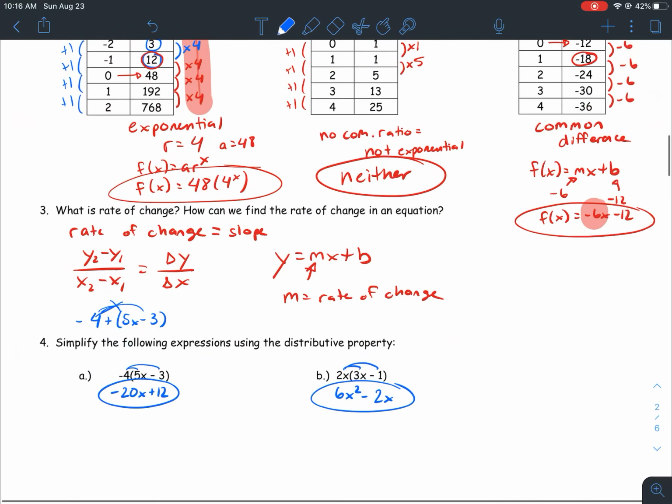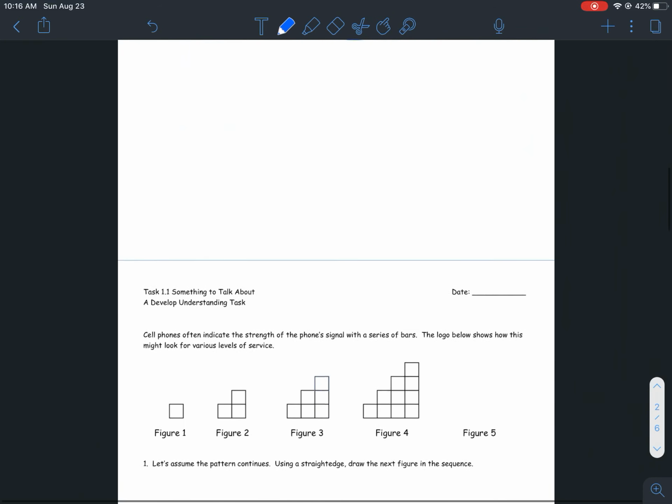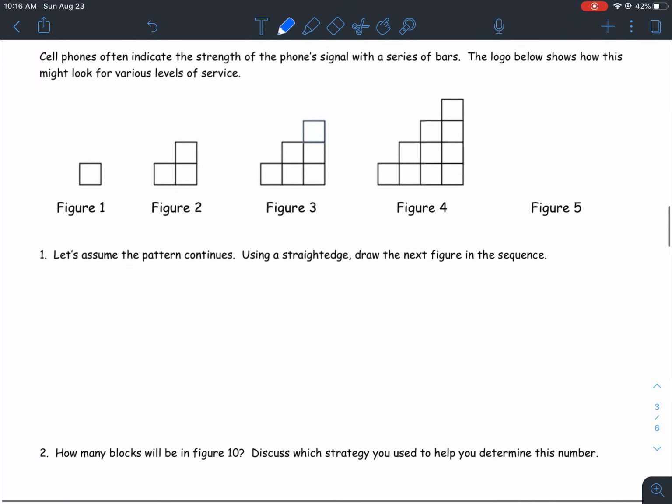All right, so let's keep going. You guys are doing great. Let's go ahead and do task 1.